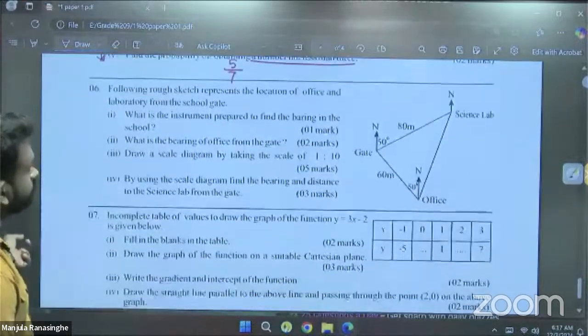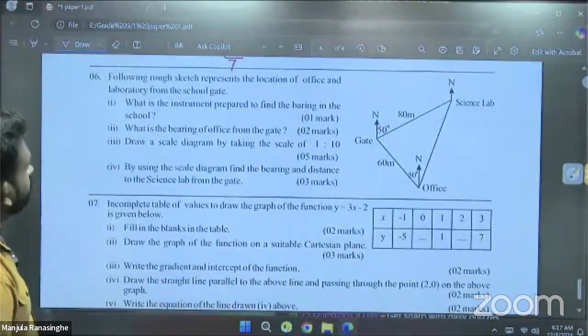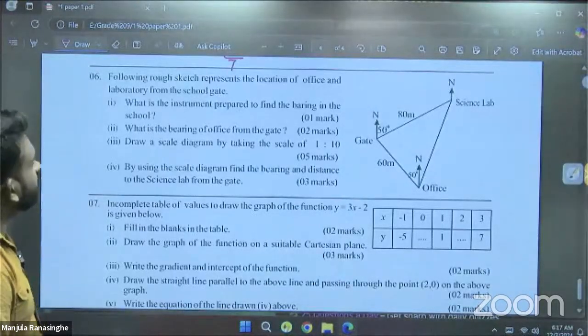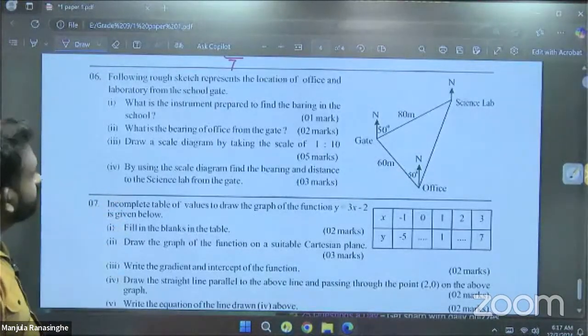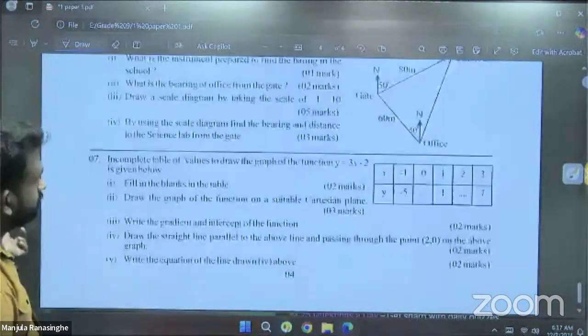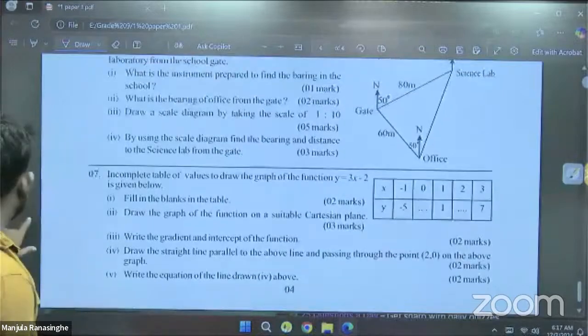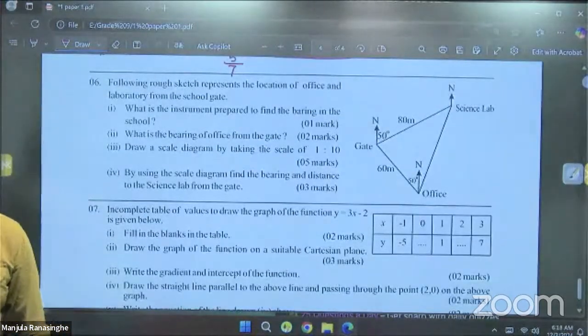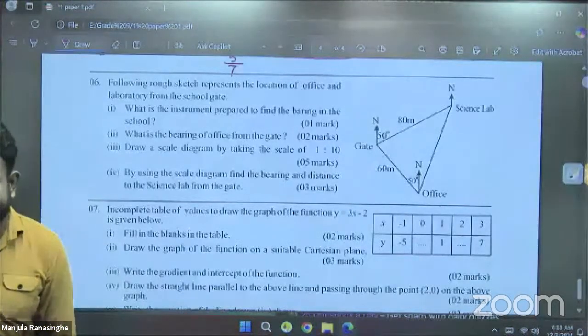Right. Now we move to question number 6. The following rough sketch represents the location of the office and the laboratory from the school gate. Then they are asking us to complete that. That is a scale diagram question. Right, hands up those who completed the scale diagram.